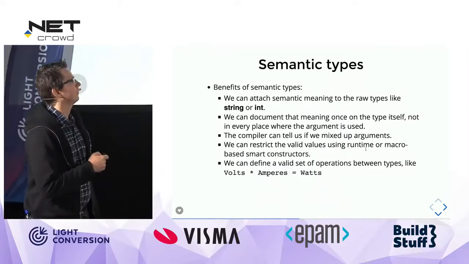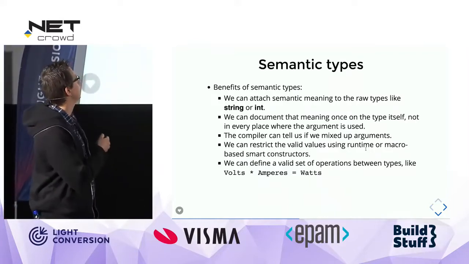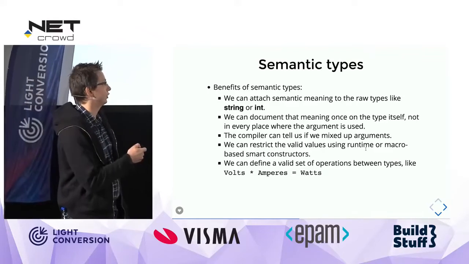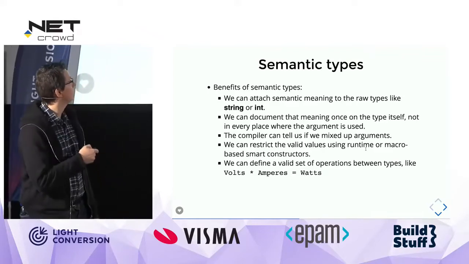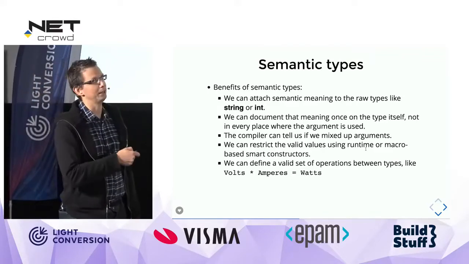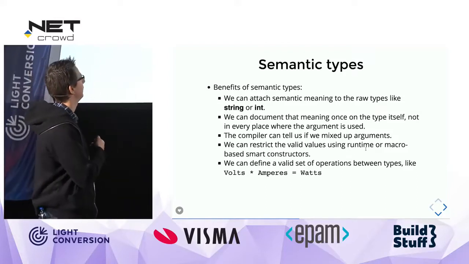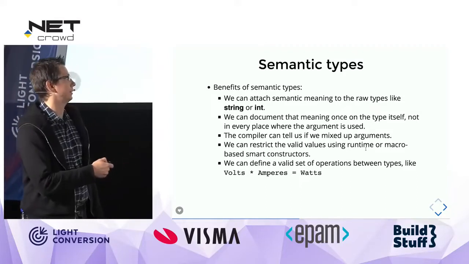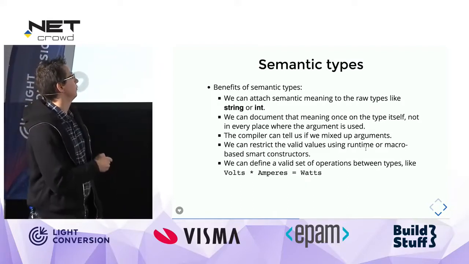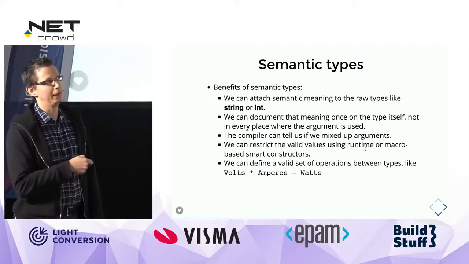So with semantic types, you can attach semantic meaning to raw types, like string and integer. We can document the meaning once on the type itself, instead of all over the place. The compiler can tell us if we mixed up the arguments. We can restrict the values of that type.